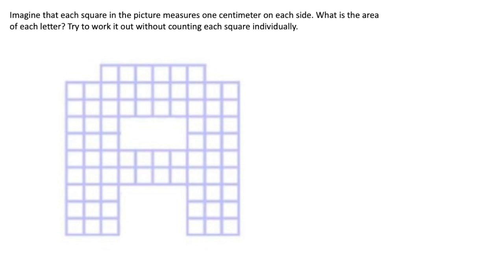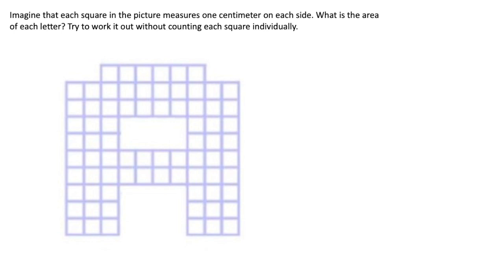Here is our first task. So the directions say, imagine that each square in the picture measures 1 centimeter on each side. So 1 centimeter, 1 centimeter, 1 centimeter, 1 centimeter. What is the area of each letter? Try to work it out without counting each square individually.